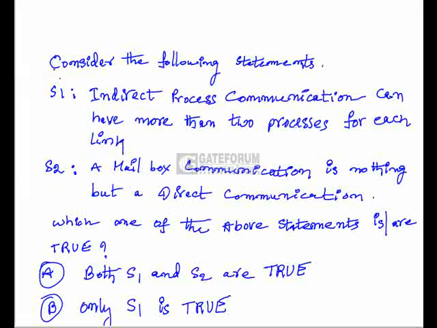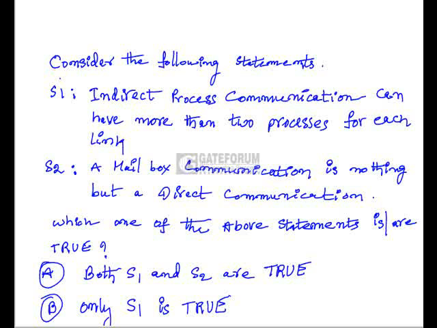The following statements, there were two statements given, statement S1 and S2. S1 is indirect process communication can have more than two processes for each link. Statement S2 is a mailbox communication is nothing but a direct communication. Which one of the above statements is/are true? So let us see the statement S1. We need to find out the true statements. Indirect process communication can have more than two processes for each link.